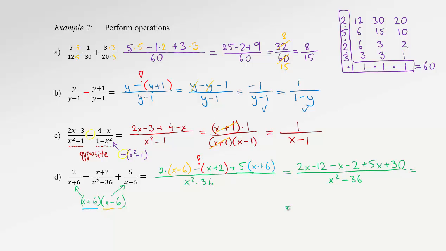Okay, let's collect like terms. So we have 5x plus 2x minus 1x is 6x, and then 30 minus 12 minus 2, so that's really plus 16. Everything over x squared minus 36. And that's our final answer.